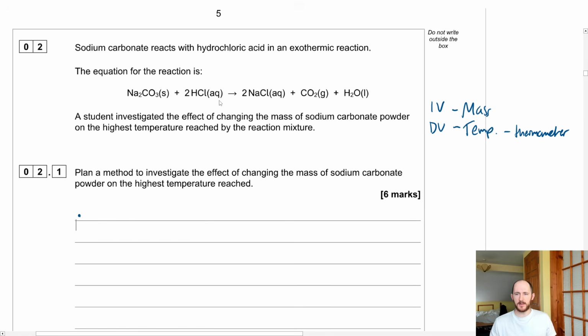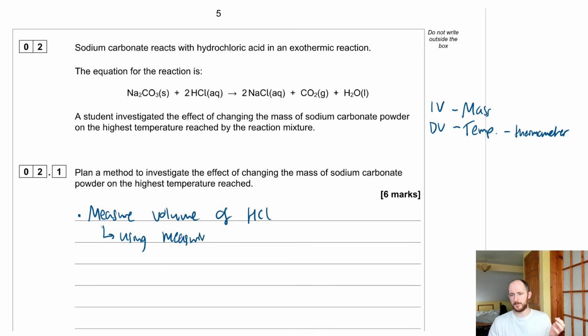Well, you want the amount of hydrochloric acid to stay the same. So I'm going to say measure a volume of hydrochloric acid. And how would you measure it? So whenever you talk about measuring something, how do you measure it? Measure volume. How? Well, using a measuring cylinder. There you go. Boom. 1 mark.